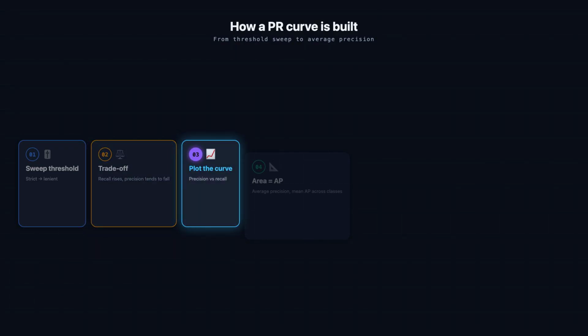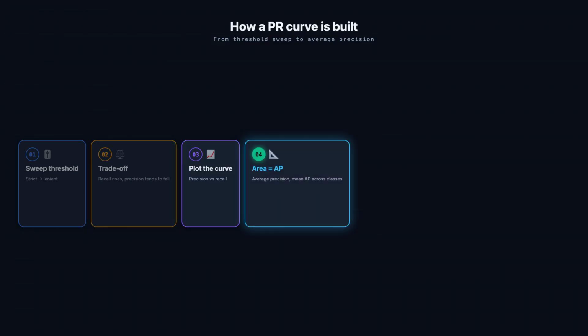Then plot the pairs. Precision goes up the vertical axis, recall runs along the horizontal one, and connecting the points as the threshold slides gives you the precision recall curve. A strong model keeps precision high even as recall climbs. Finally, summarize it. The area under the curve is the average precision, a single number that captures the whole trade-off in one value, and averaging that across all your classes gives mean average precision. That's the score you'll see reported on leaderboards for object detection and information retrieval, so it's worth recognizing on sight.